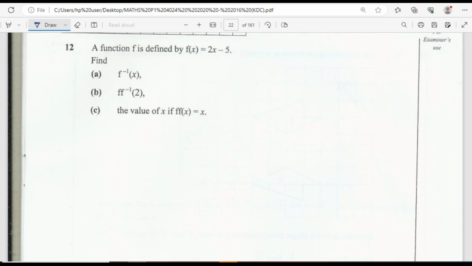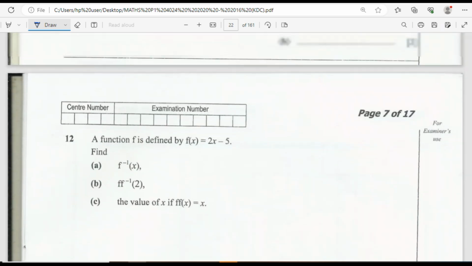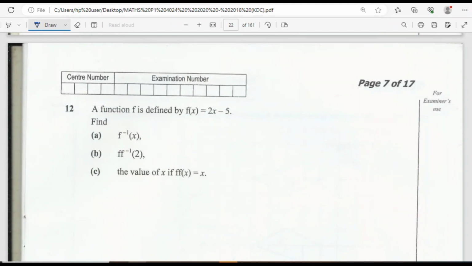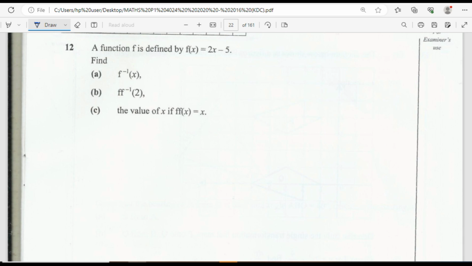Okay, so we move on to question 12. Question 12, we are dealing with functions now. A function f is defined by f of x is equal to that. Functions have the same pattern. The good part about functions is that if you can understand one question, you'll be able to tackle any question. Now let's look at what we are given. There is this function f of x is equal to 2x minus 5.